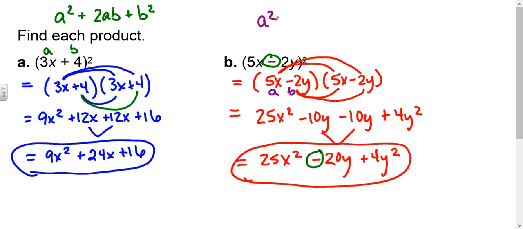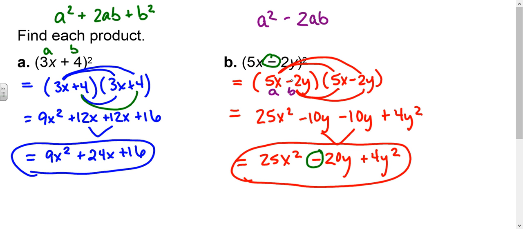Okay, and then I took A times B. I took A times B, 5x times negative 2y, and I got negative 10y. And then I did that again. I multiplied those two numbers together again, so I got another negative 10y. So I have minus 2, and they multiplied these together, so minus a 2AB.